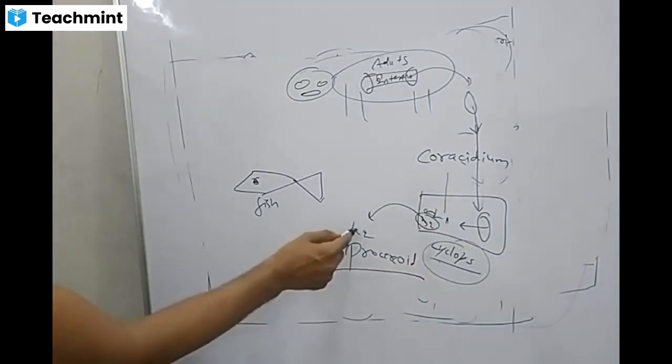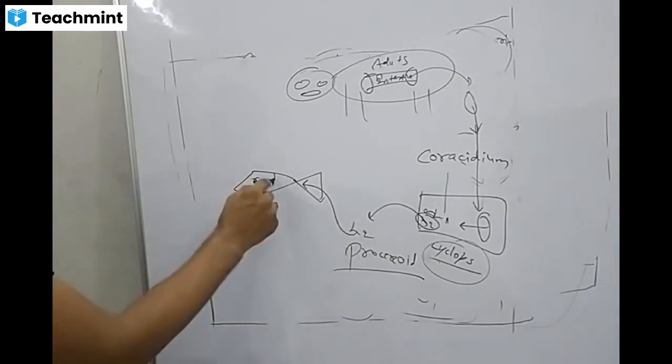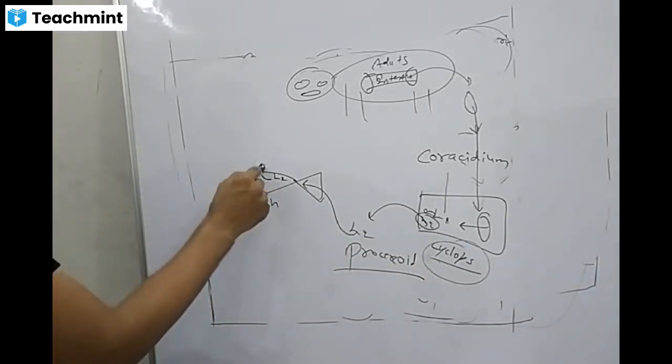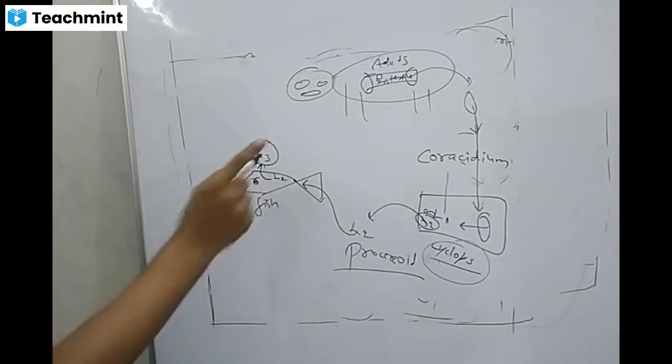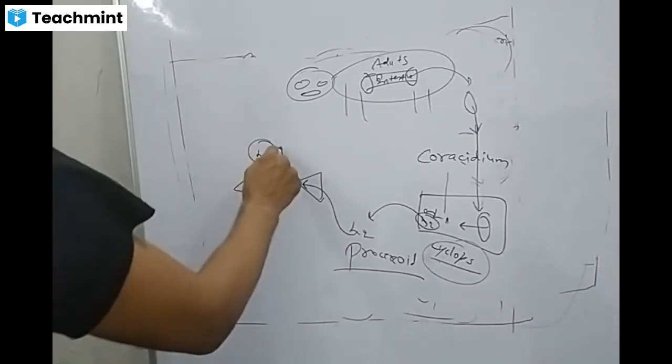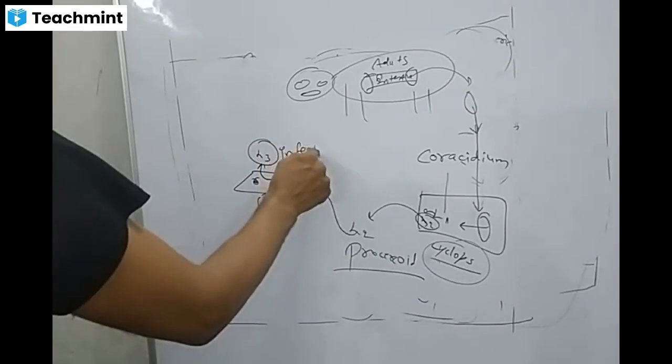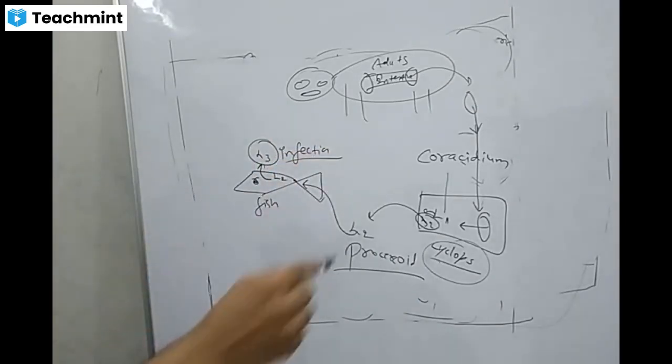And then this L2 will enter into the body of fish. L2 will convert into L3. This L3 is your infective stage. And how to remember L3?